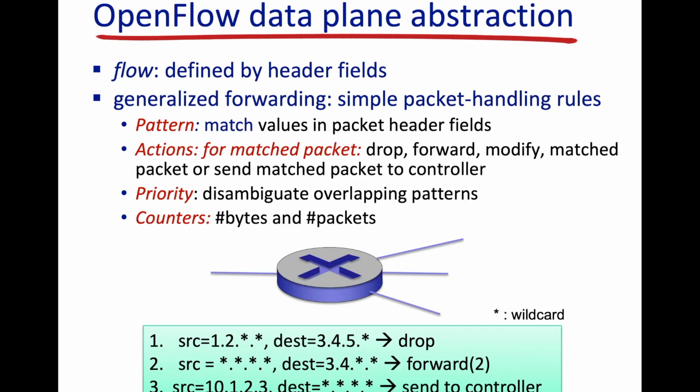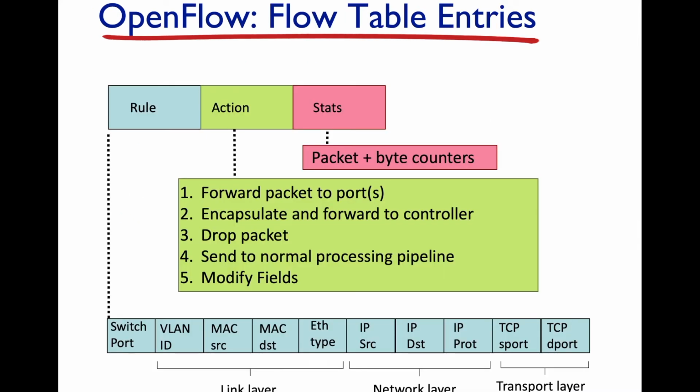And then this other one, if the packet is originating at IP address 10.1.2.3, sent to any destination address, send it to the controller. So here we're sampling all of the traffic that's coming out of source 10.1.2.3. That's another match action. And so in the flow table, when we look at the action set, we can forward packets through port numbers, that's one action, encapsulate and forward to the controller, that's sampling. You can drop a packet.